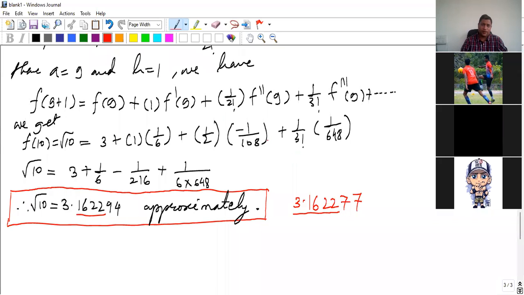Okay, so that's why if you write the value directly using a calculator, it will not be correct. But if you write the value using the Taylor series, you will find the correct approximation. So you can find it is correct up to 4 decimal places. You got the difference between the approximate and the correct value.